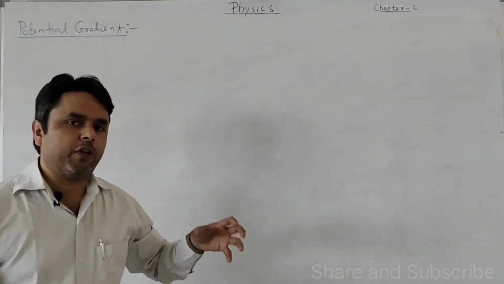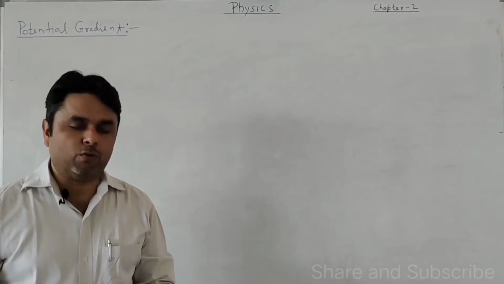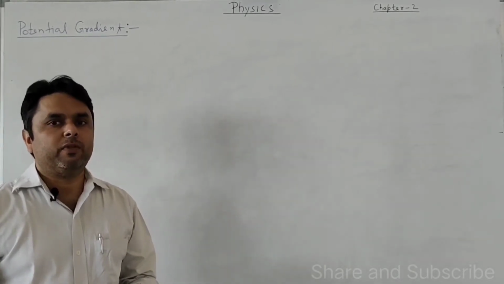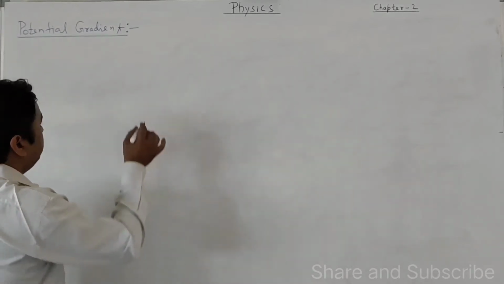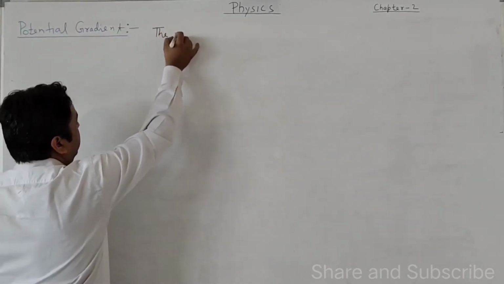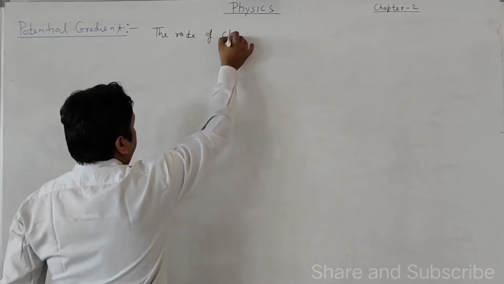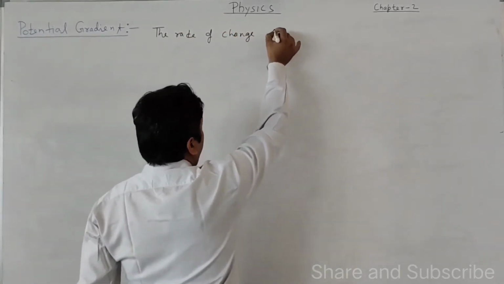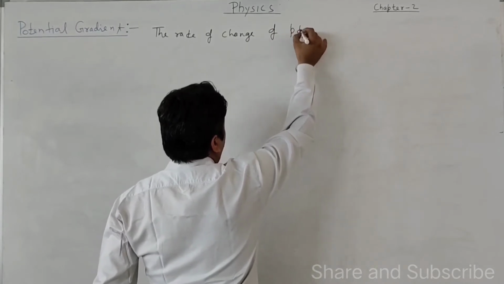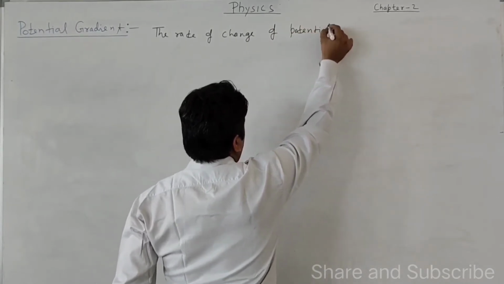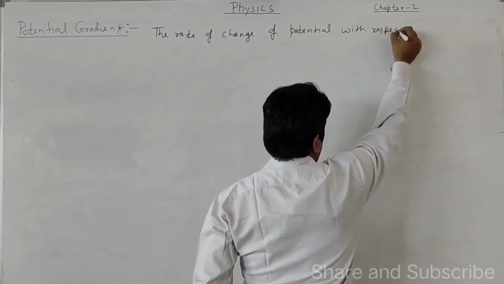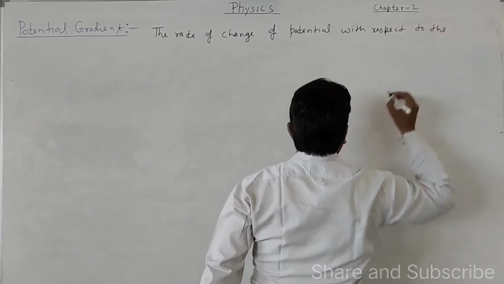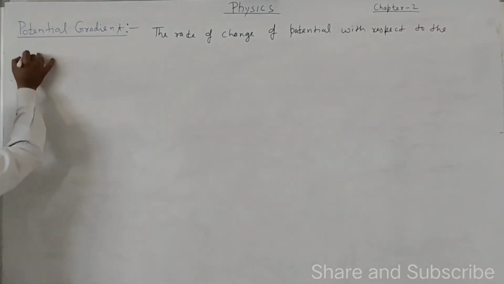So how the electric potential is related to this term and the electric field, today we will concentrate on these points. We will start our topic with the potential gradient. It is the rate of change of potential with respect to the distance.